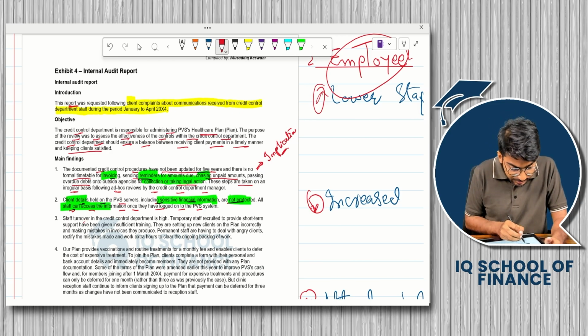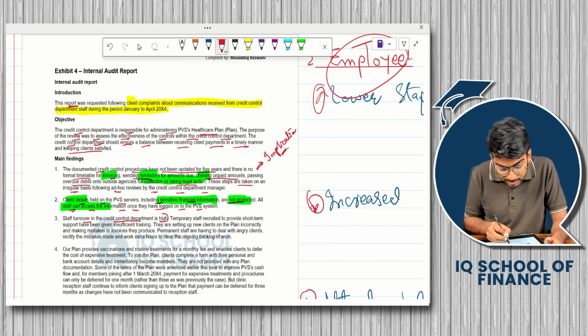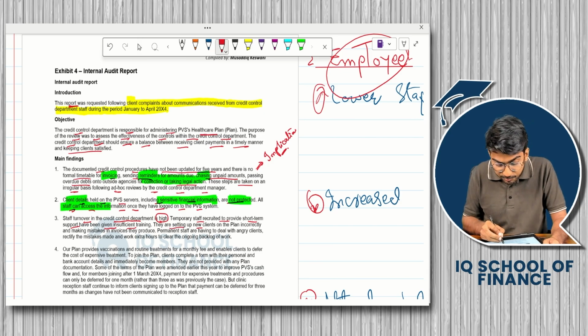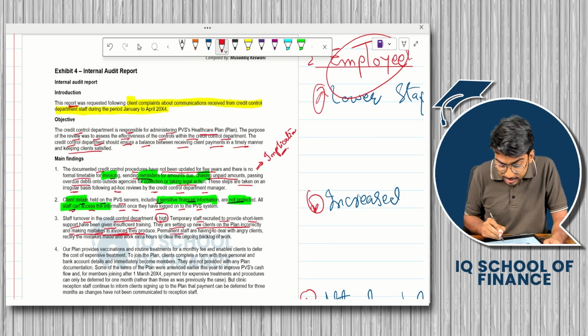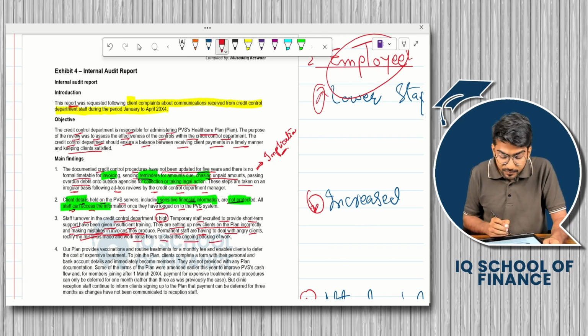Moving forward, staff turnover in the credit control department is high. Temporary staff recruited to provide short-term support have been given insufficient training. They are setting up new clients on the plan incorrectly and making mistakes in the invoices they issue. Obviously, because they are not trained. Permanent staff are having to deal with angry clients, rectify the mistakes made, and work extra hours to clear the ongoing backlog of the work.